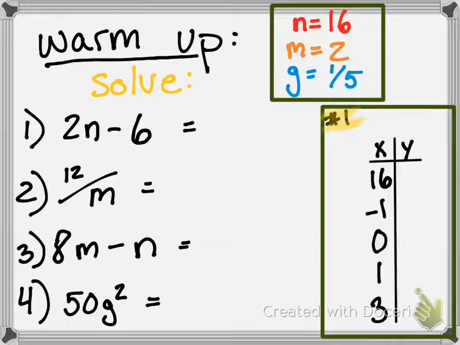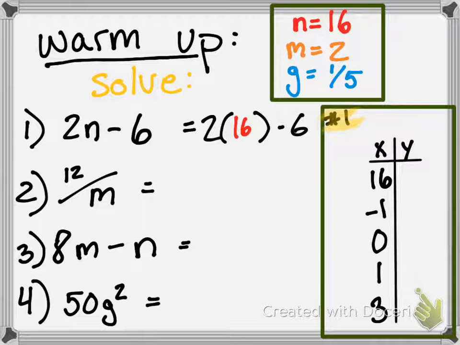So we're going to look at this first problem, 2n minus 6. Simply, what is the first step? Not the answer, but what's the first step, Oswaldo? Yeah, so what I'm going to do is I'm going to plug in my 16. So I'm going to plug in that 16 right here. And as Oswaldo said, it's multiplication that's happening because these two are touching. So we multiply 2 times 16.